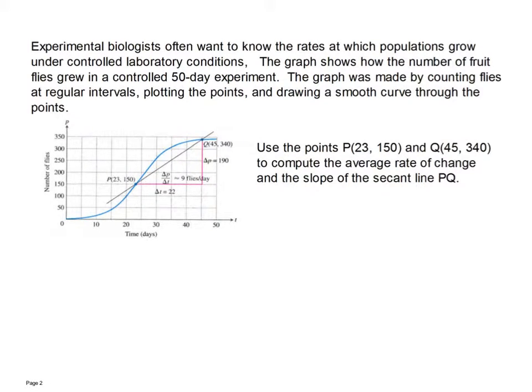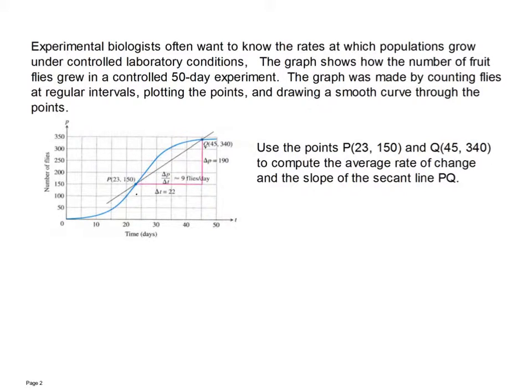Experimental biologists often want to know the rates at which populations grow under controlled laboratory conditions. The graph shows how the number of fruit flies grew in a controlled 50-day experiment. The graph was made by counting flies at regular intervals, plotting the points, and drawing a smooth curve through the points. So it's a regression curve, if you will. Some of the points they got are these 2 points, P and Q, and here they are on our graph. It wants us to compute the average rate of change from the 23rd day to the 45th day, basically from 23 to 45. So how do we do that?